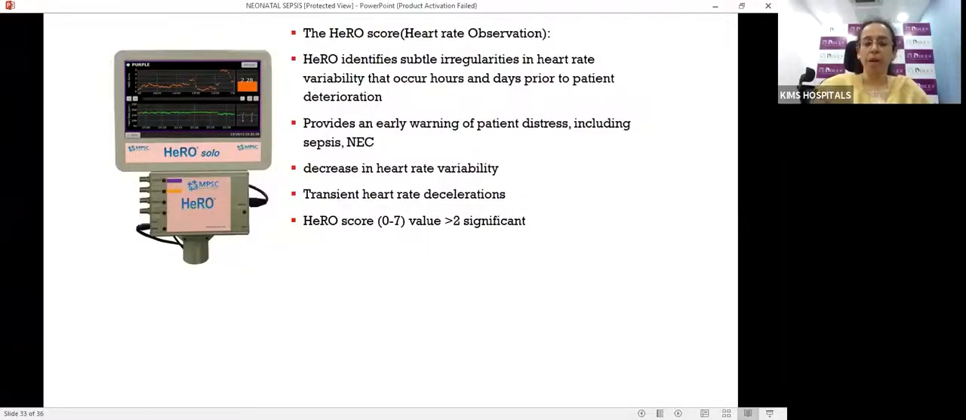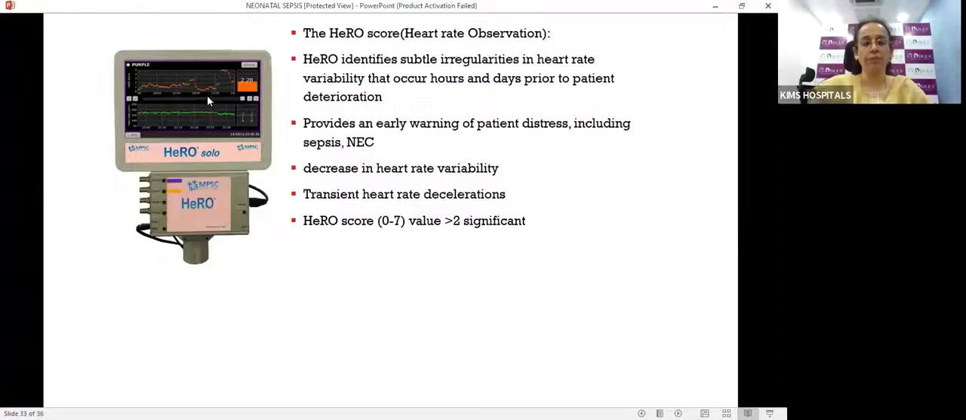There have been many studies where the lack of variability in the heart rate predicts the earlier onset of neonatal sepsis. This lack of variability occurs hours and days prior to the patient's deterioration, thereby providing an early warning to the patient in distress, including sepsis, NEC, IVH, and various other conditions where the baby will go into clinical deterioration. In addition to the decrease in heart rate variability, there will also be transient heart rate decelerations, which can be plotted on the graph over a period of time.